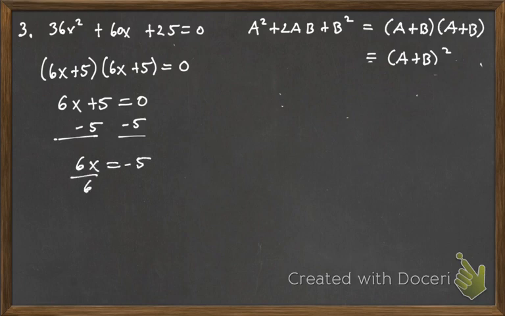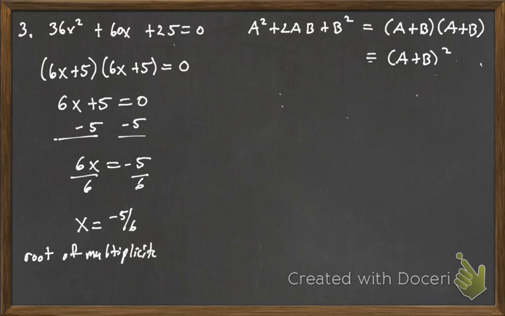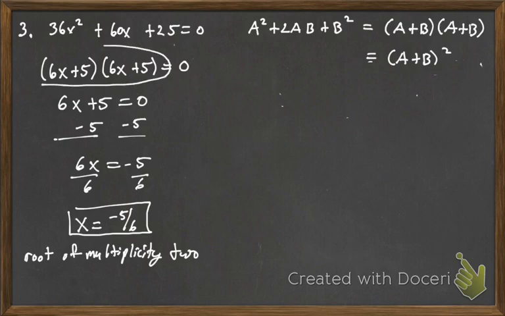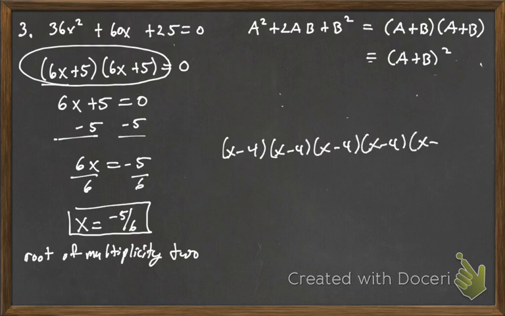So 6x is equal to negative 5, divide both sides by 6, and x is equal to negative 5 over 6. And you see how you have 2 factors of 6x plus 5. We'll say that this is a root. Root's another word for answer or 0. This is a root of multiplicity 2, and we say 2 because we have 2 factors of 6x plus 5. Let's say I had x minus 4, x minus 4, x minus 4, x minus 4, and x minus 4. X equals 4 would have the multiplicity of 5 there because you have 5 factors of x minus 4.